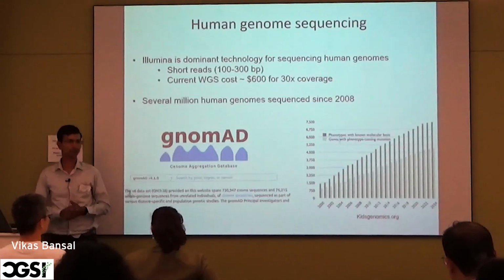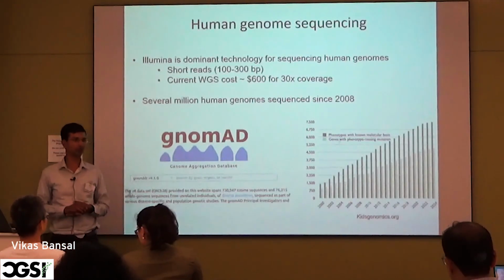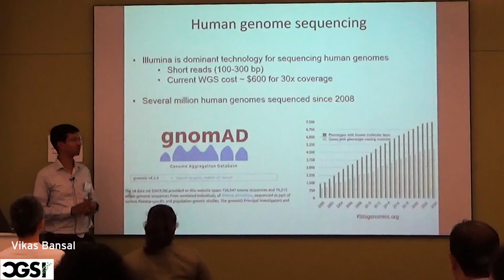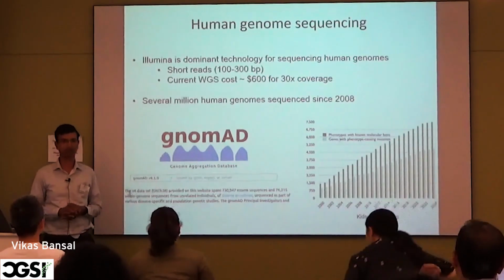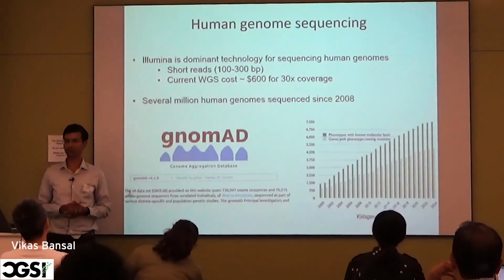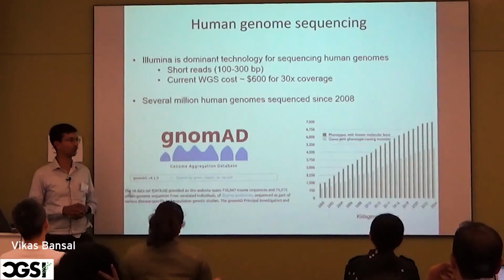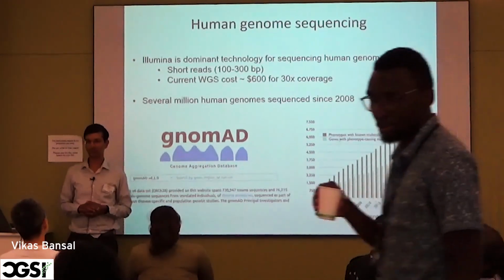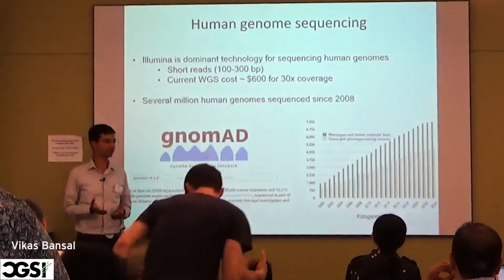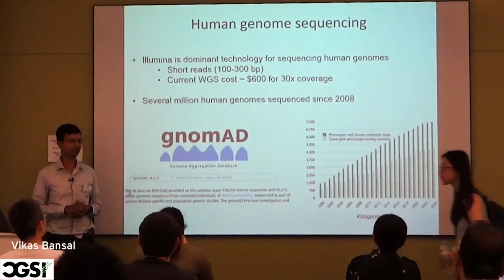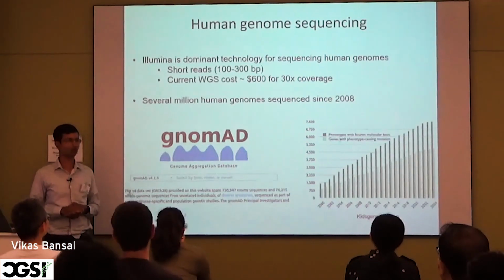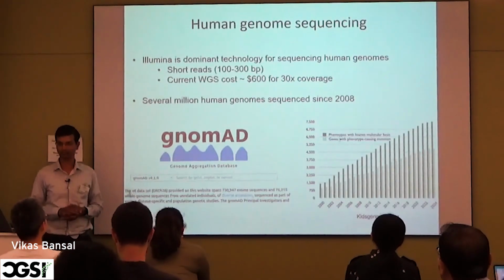Okay. So I think in the last few days we have already heard a lot about how DNA sequencing is now really cheap and ubiquitous. This has happened gradually over the last about 15 years, starting in around 2007 when these sequencing technologies started to emerge. Today Illumina is the dominant technology for sequencing human genomes. This technology generates short reads about 100 to 300 nucleotides long, and you can sequence a human genome to about 30x coverage for about $600 as of today.